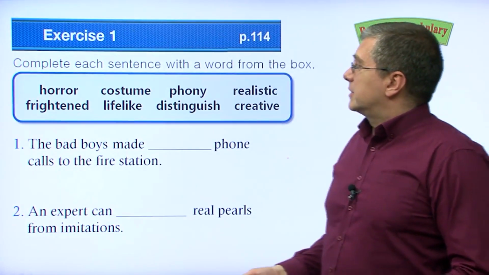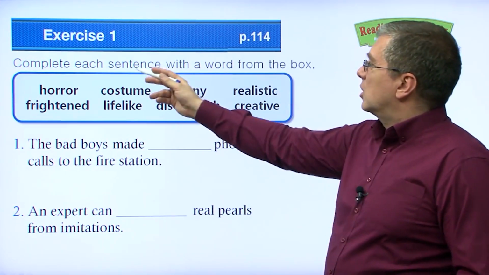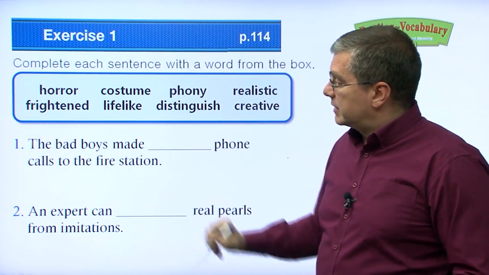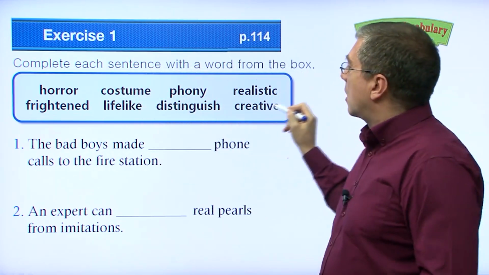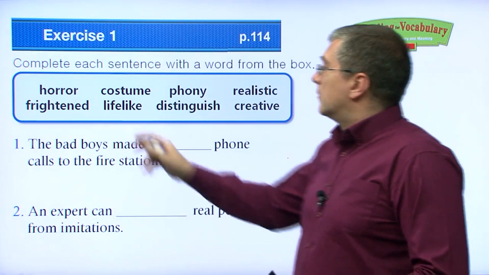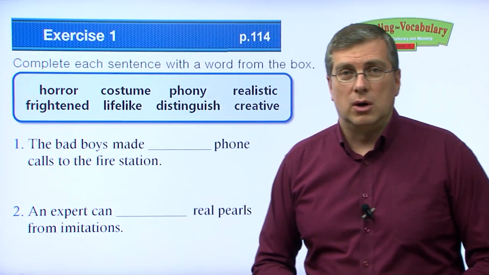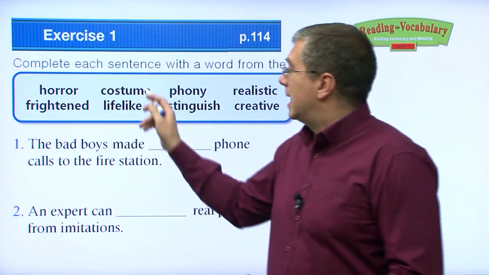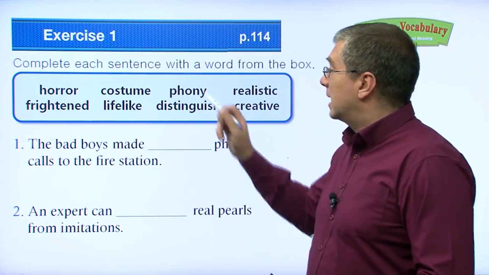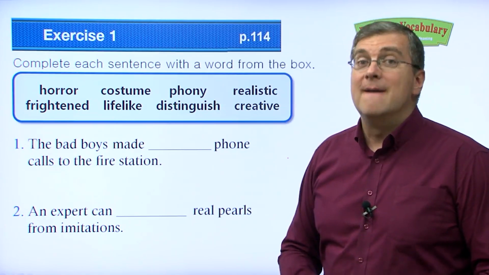Let's go over the exercises here. In the exercises, we should complete each sentence with a word from the box. These are the sentences. These are our words. Let's review the words before we begin. First, we have horror. Horror. Next, costume. Costume. Next is phony.